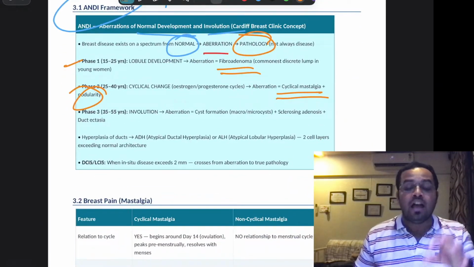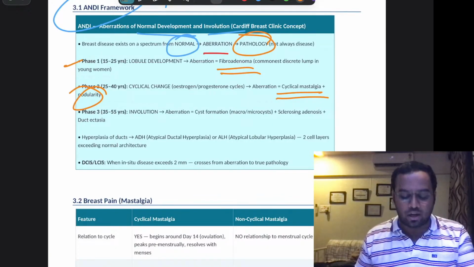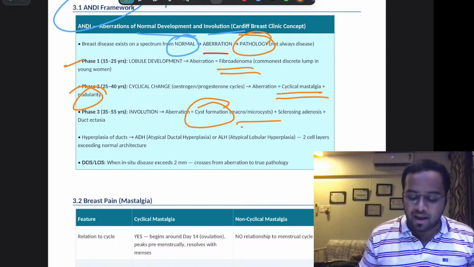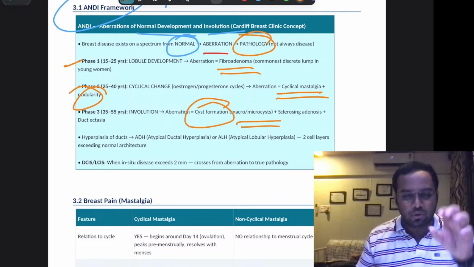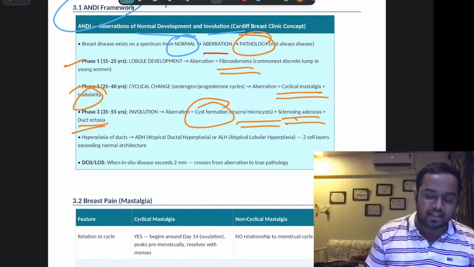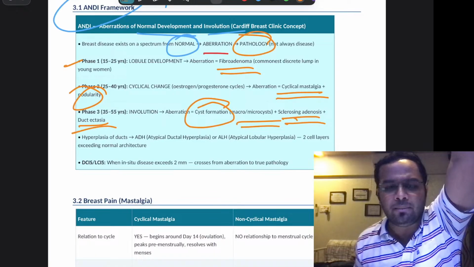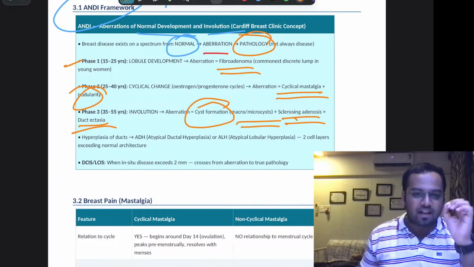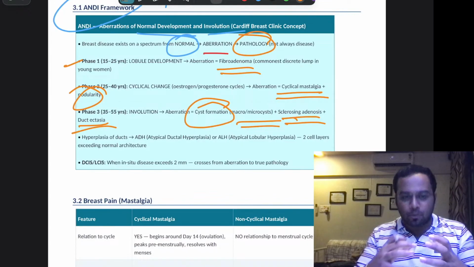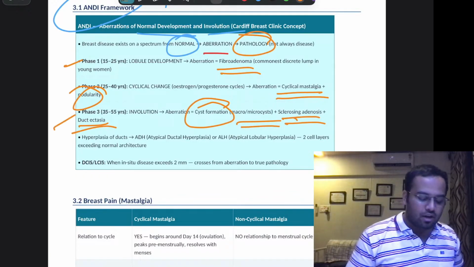Phase 3 is involution. So normally what happens? After the age of 40, 45, 50, there is going to be menopause, and the breast is going to involute. But if degeneration happens at the time of involution, there is going to be formation of cysts, microcysts and macrocysts. And what else can happen during involution? If there is inflammation in the breast, there can be sclerosing adenosis or duct ectasia. What happens? If there is inflammation in the periphery, typically seen in female patients who are smokers. When the female smokes, there is a small amount of inflammation all around, and that inflammation pulls the duct outwards, and that causes ectatic duct segments. So this is going to be very important when you are dealing with phase 3.